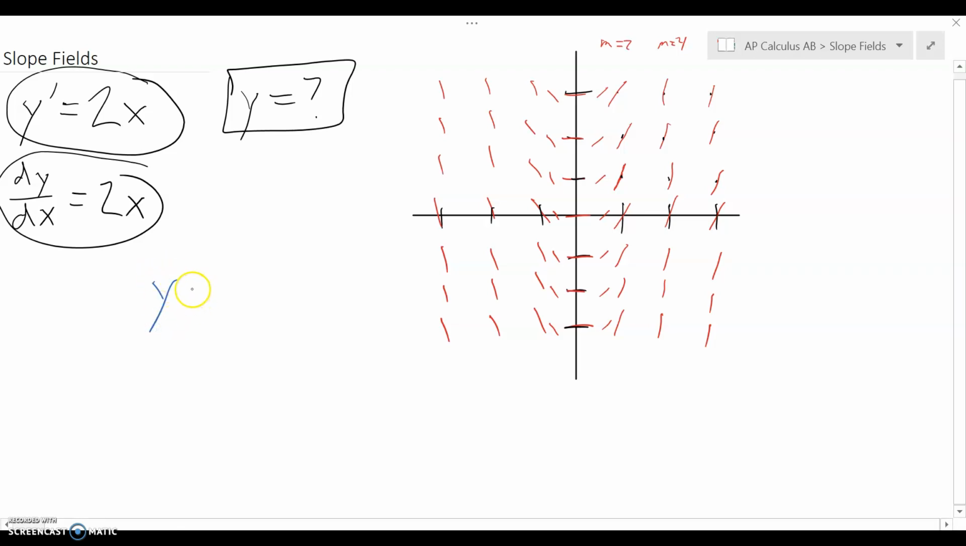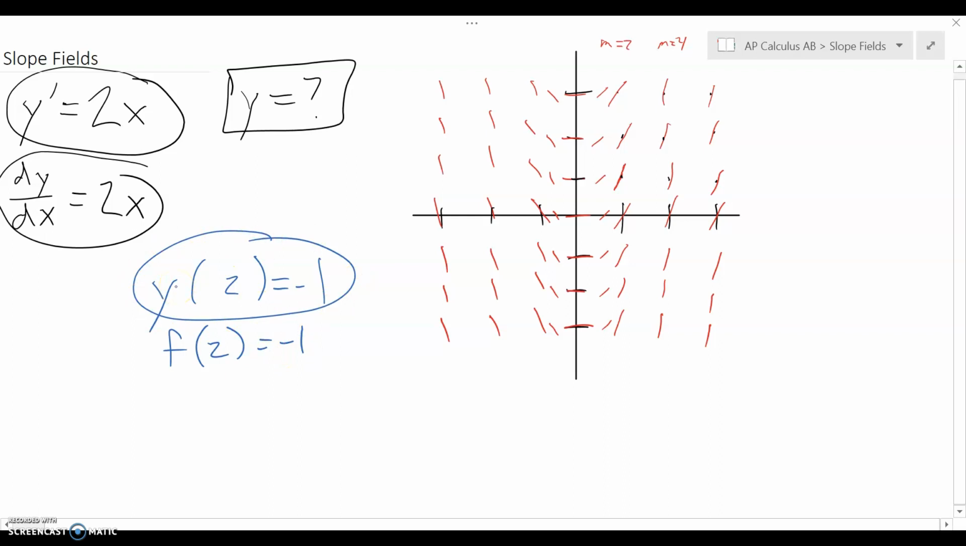So say we went y of 2 equals -1. So that means our y, or another way to write that would be f of 2 equals -1. A lot of times they'll use y of 2 equals -1, but it means the same thing. Then what you're saying is, okay, start your graph at the point (2, -1). That is an actual point on the function. So you're saying, I've got this theoretical or hypothetical set of slope fields that I can trace, but in reality, only one of them is going to provide the path based on the initial condition.